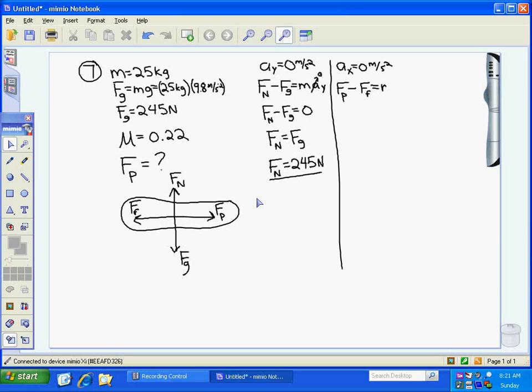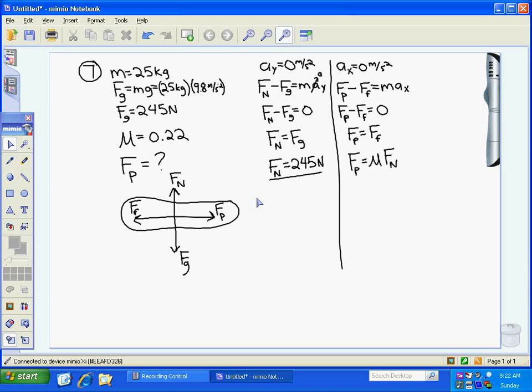Now in this case, a sub x is also 0. So the pushing force minus the force of friction equals 0. And the pushing force is going to be equal to the force of friction. But in every single case, we've said the force of friction is always equal to mu f sub n. And in this case, we know mu, and we know f sub n. That's why we calculated the y value first.